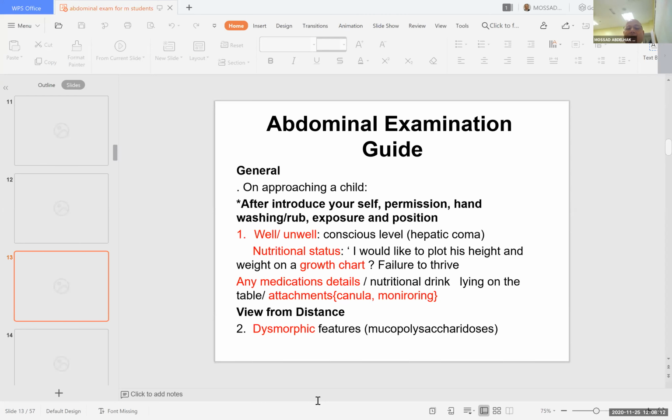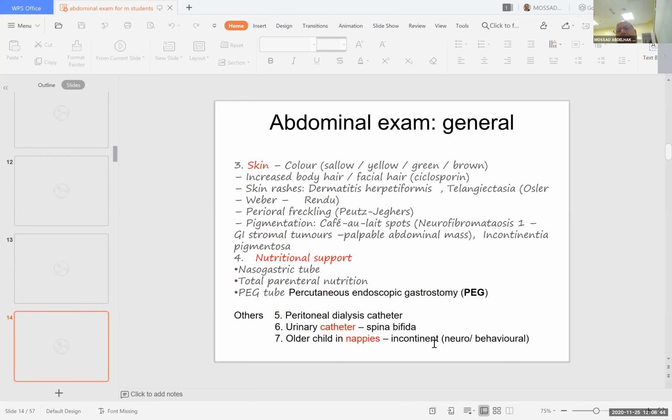We'll go to the growth chart or centile chart, which will help you, because you must have your opinion, but you must put it to the standard. So you must go through his nutrition and growth. Is there any attachment like a cannula? Are there any dysmorphic features or not? Usually mucopolysaccharidosis will have a lot of findings like hepatosplenomegaly and skeletal abnormalities. Then you must look at the skin. What is the color?